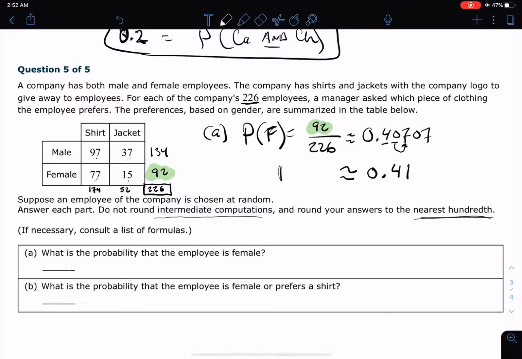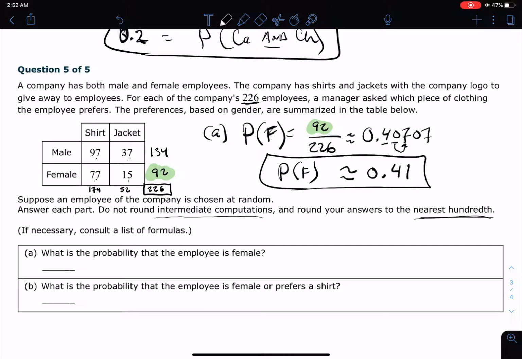And this is the probability that you're going to randomly select a female. Once again, suppose that an employee of the company is chosen at random. What's the probability to get a female? And we've got it at approximately 41%.